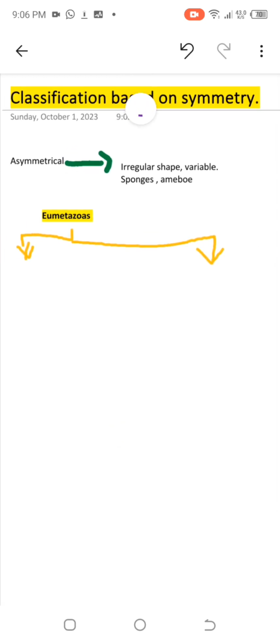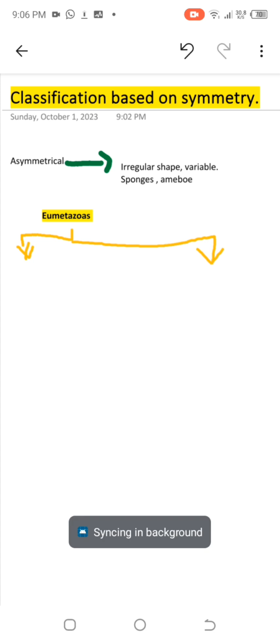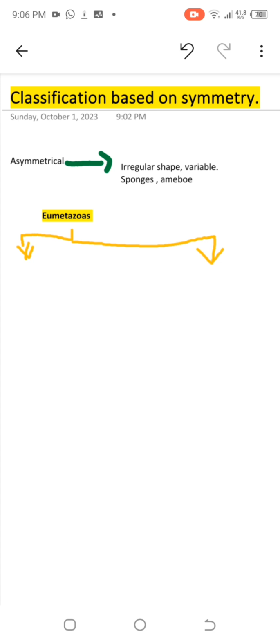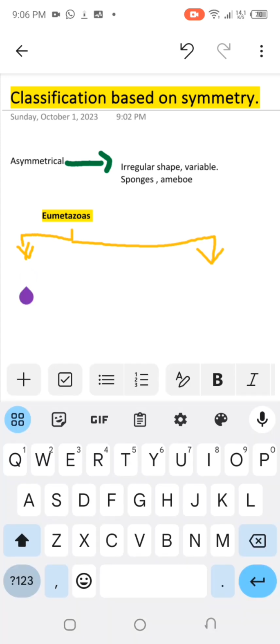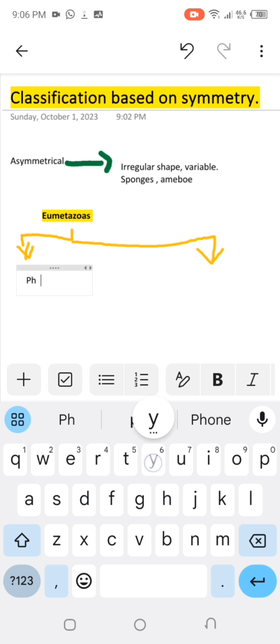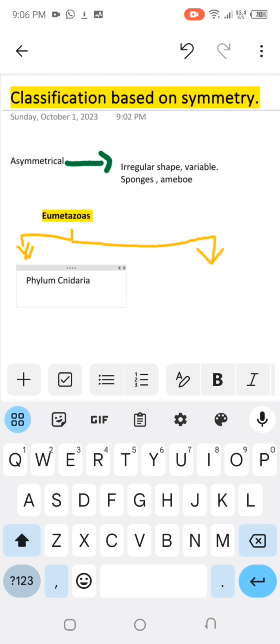So here we have, number one, the members of phylum Cnidaria, which have radial symmetry, and the group is called Radiata. Those in phylum Cnidaria have radial symmetry.